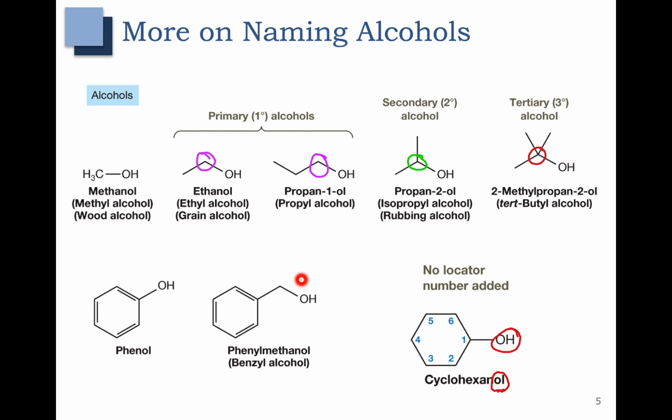We have phenylmethanol here. This parent chain is 1 carbon. That's where we get the methanol from. We don't have to put a number, though, for either the alcohol or the benzene ring, the phenyl group, because there's only 1 carbon there. So you don't have to say 1 phenyl, 1 methanol, right? Because there's only 1 carbon. So we just say phenylmethanol.